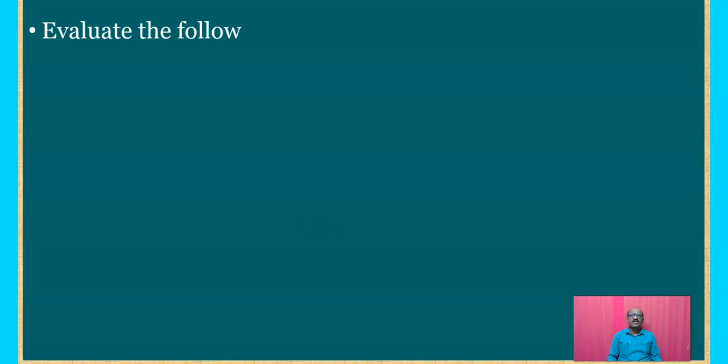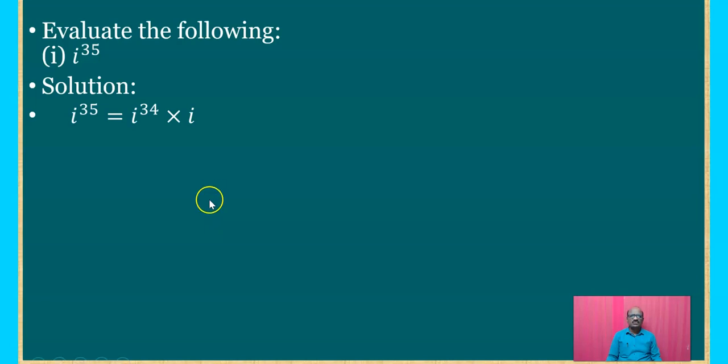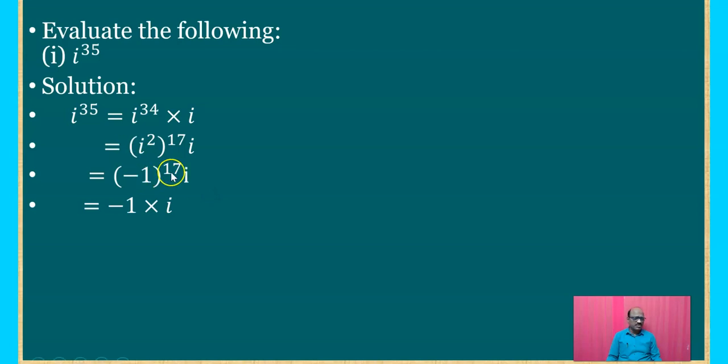Evaluate the following. i^35. i^35 can be written as i^34 into i. That is (i²)^17 into i. i² is -1, so (-1)^17 into i. And (-1)^17 means -1. So -1 into i. Next, i^35 is equal to -i.